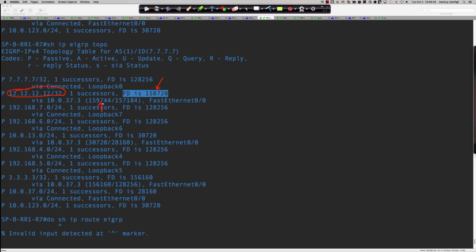Because while this may be changing, the computed distance may be changing, the feasible distance must remain the same. And here's why. Because let's say that I've got a router here and a router here and a router here, and we'll put one here, right?